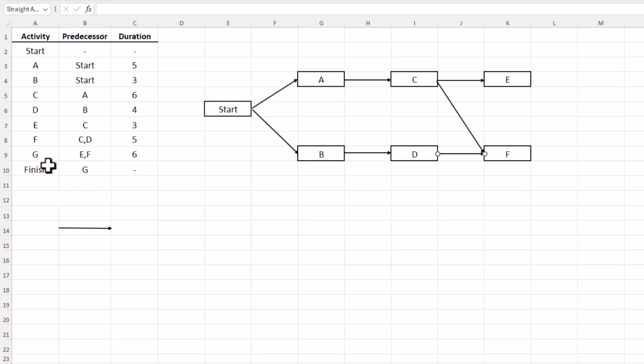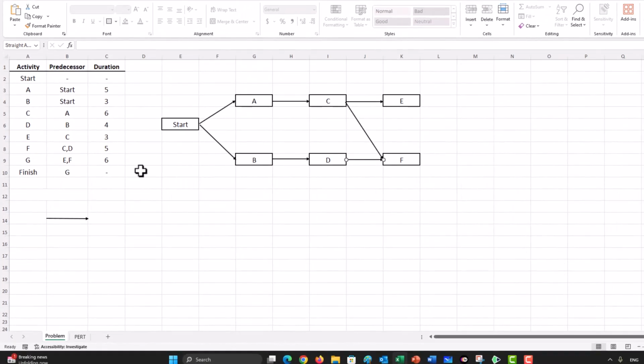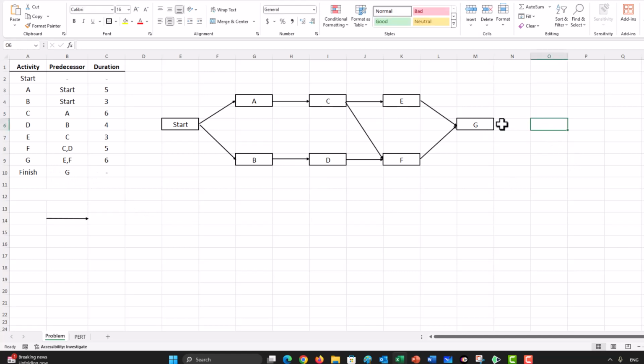And finally, activity G, which follows E and F, so we'll place G here. And we need arrows to connect them. One more. And the last activity is finish, which follows G, so we'll place finish here.